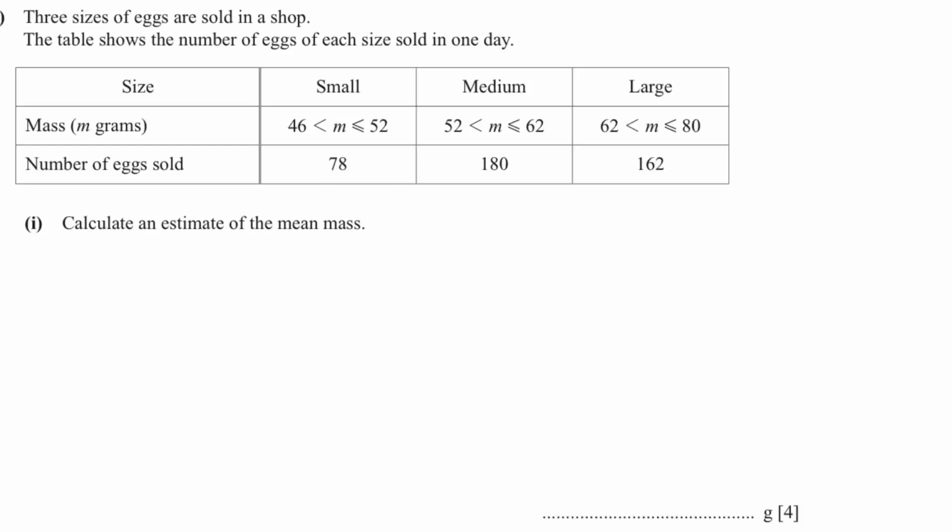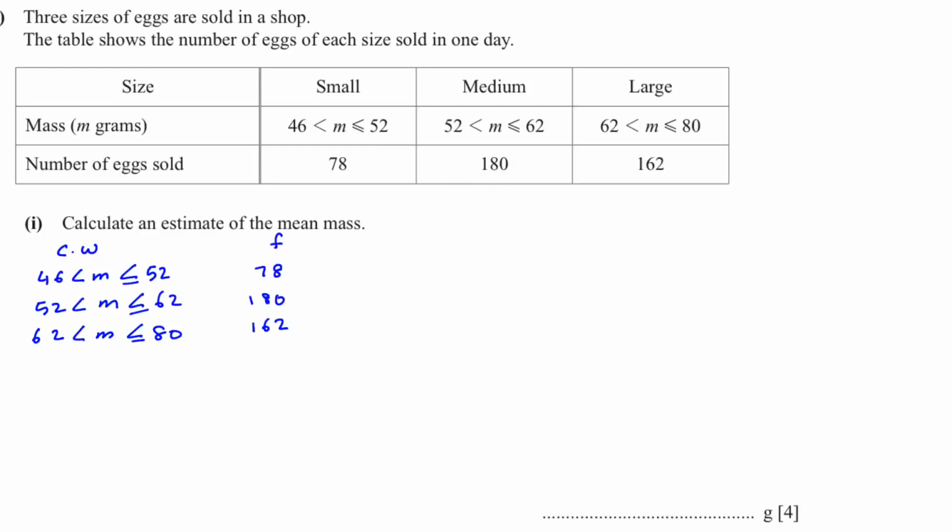The first thing we will do is make a table. So we will write the class width on one side and we will write the frequency. When the class width is 46 to 52, the frequency is 78, and when the class width is 52 to 62, the frequency is 180. So we write all that down.